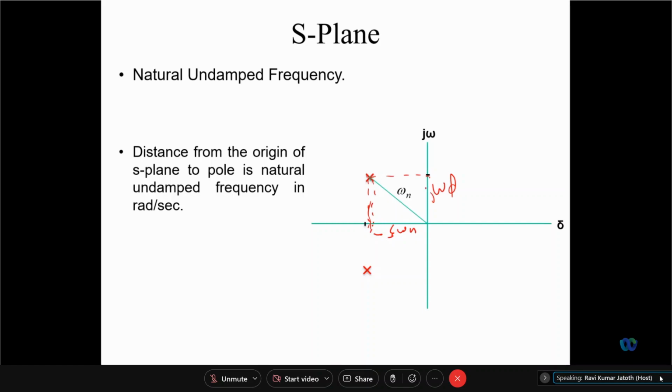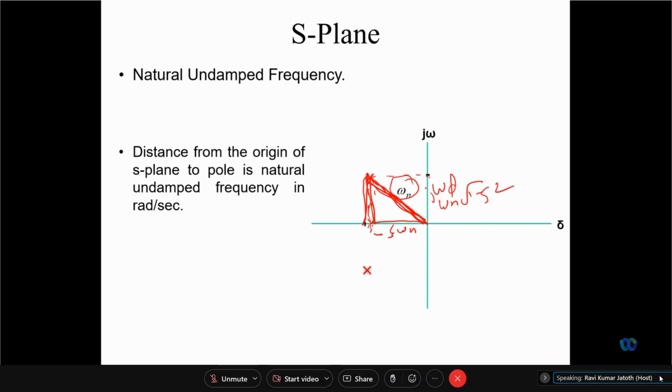Yes, sir. Right. So then what about this? You know this. The hypotenuse, the distance. So what are you going to get? If it is zeta omega n, and this is omega n under root 1 minus zeta square, then this is this. So what about this? Omega n. So is that verified, all of you? So this is omega n.